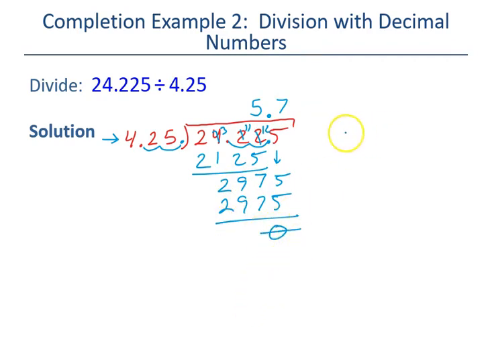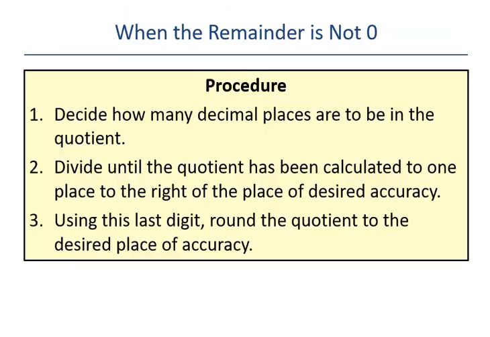So my answer for this one is 4.25 divided by 24.225 is 5.7. That would be my final answer. Okay, now let's see what happens when the remainder is not 0.